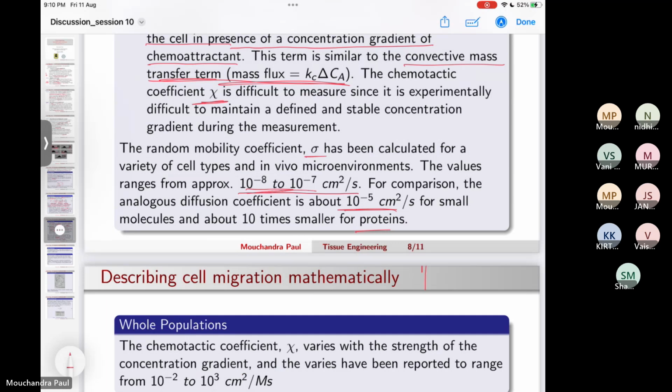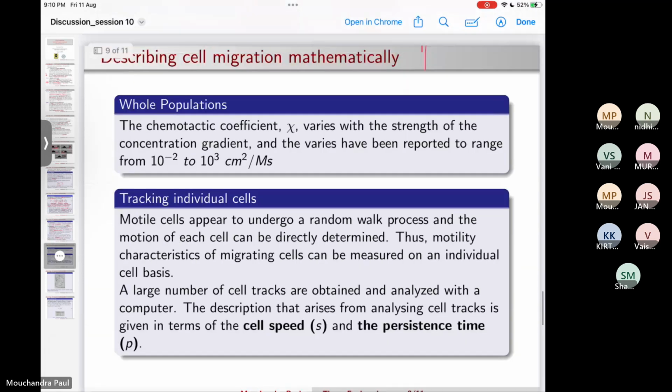Whereas people have also measured the value of chi, the chemotactic coefficient, and this value varies with the strength of the concentration gradient of the chemoattractant. People report it to be in the range of 10 to the power minus 2 to 10 to the power minus 3 centimeter square per molar second. So this is about describing the cellular migration process when you are looking at the whole population of cells. Any queries so far?